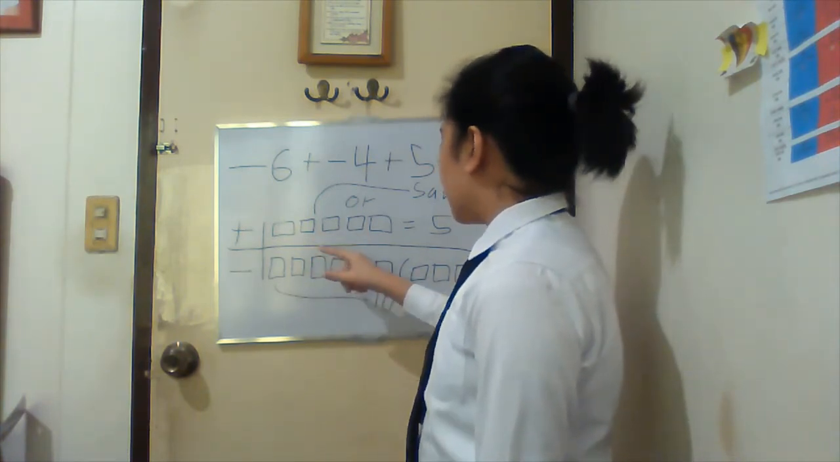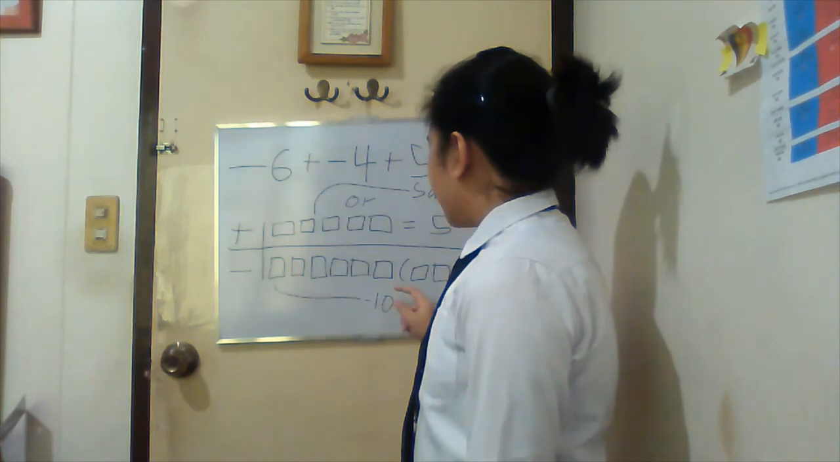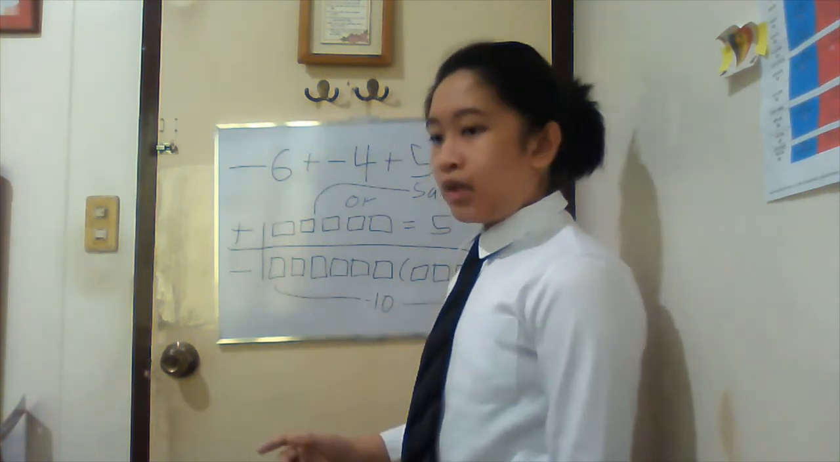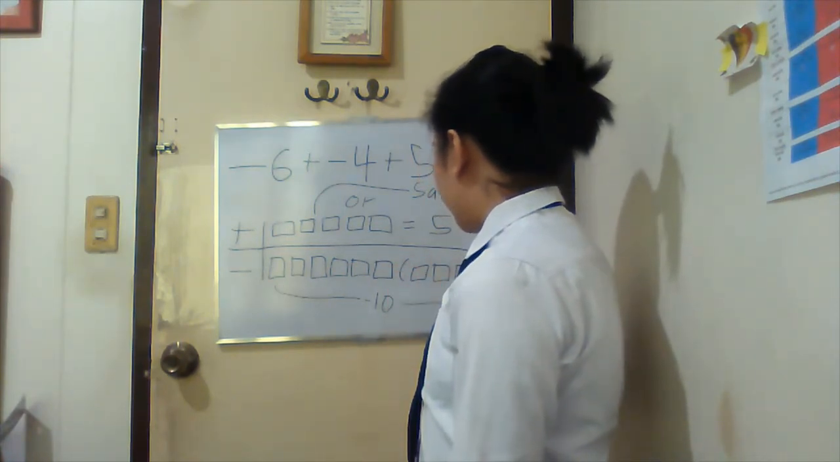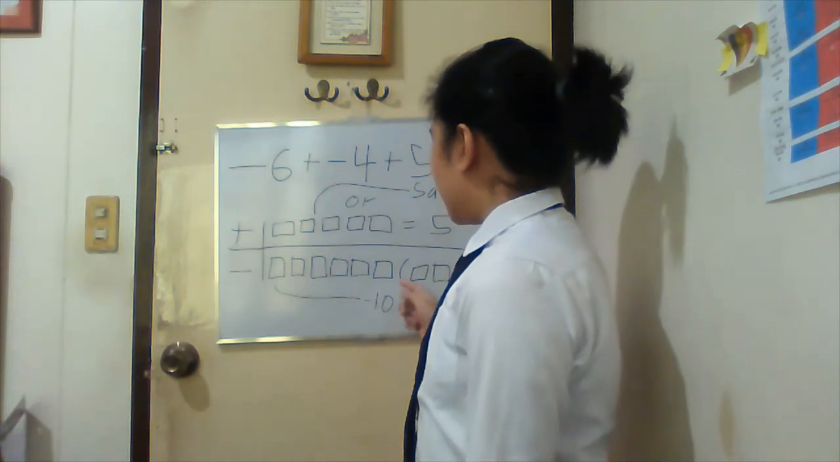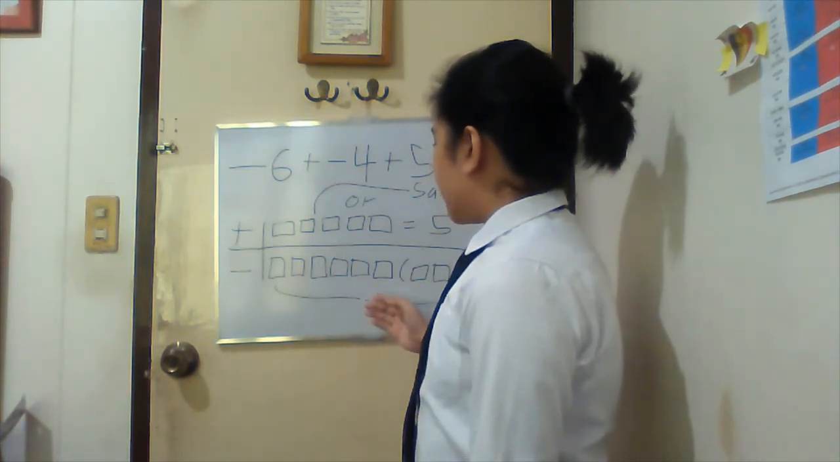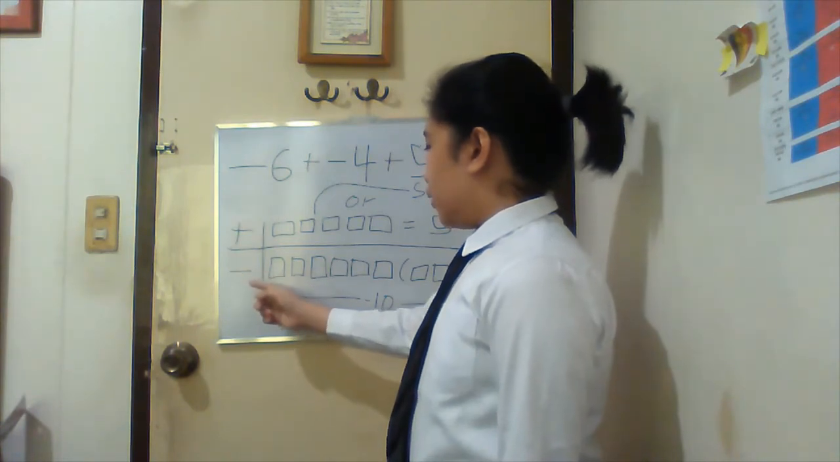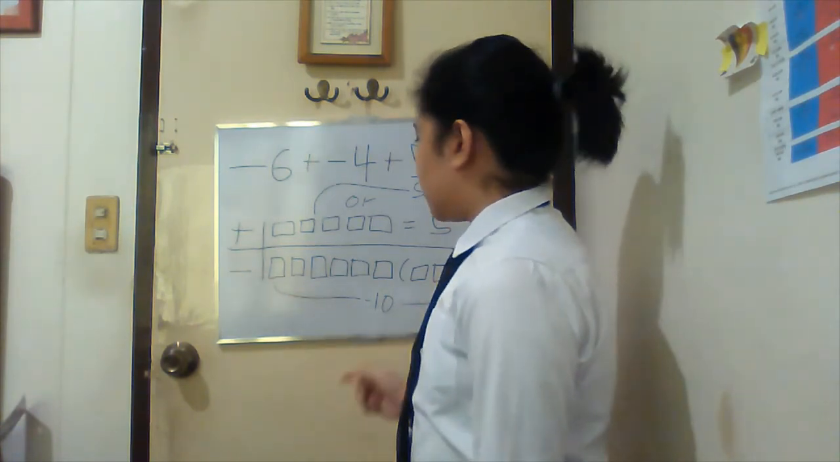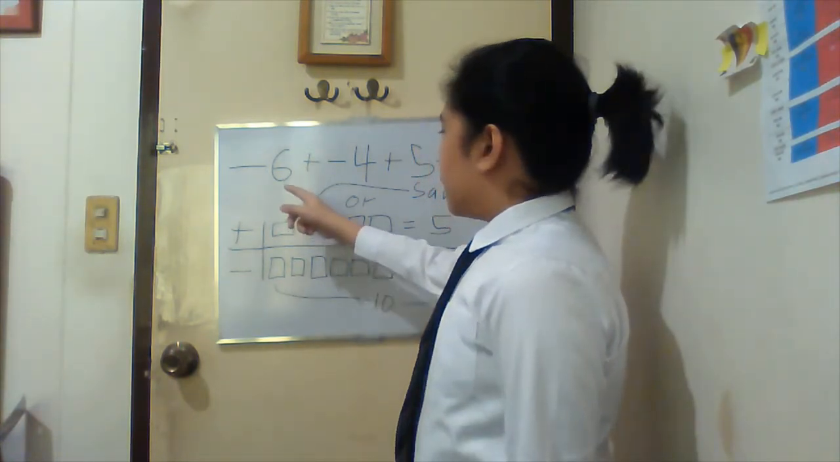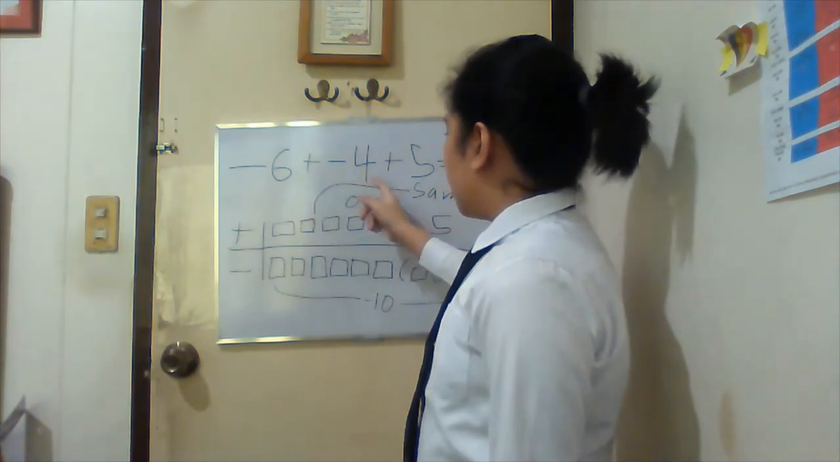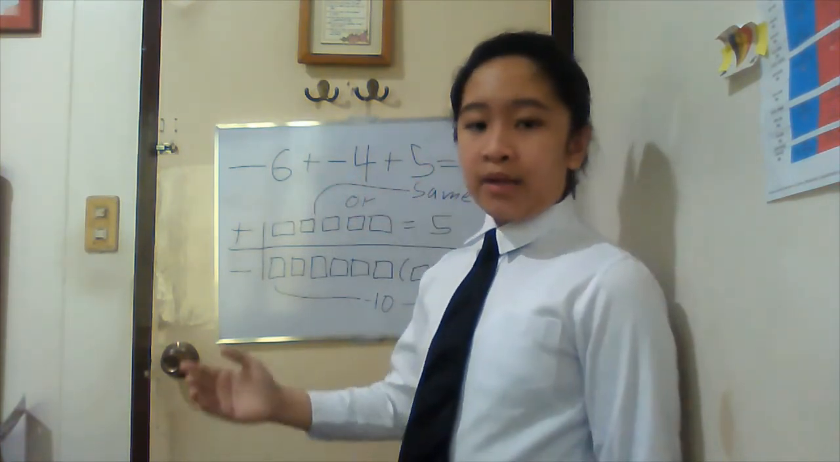So if we subtract 5 from 10, it will become 5. So 1, 2, 3, 4, 5. But in this case, since the remaining numbers are below 0 or negative, it has to be called negative 5. Which means, if we add negative 6 plus negative 4 plus 5, it will become negative 5. And now, onto our subtraction of integers.